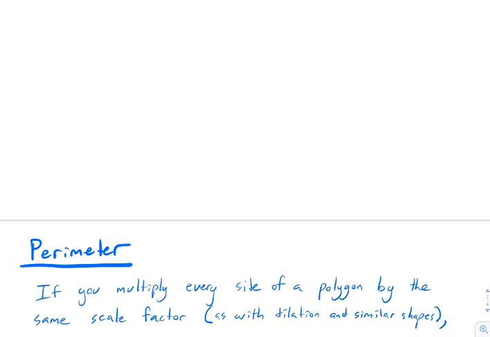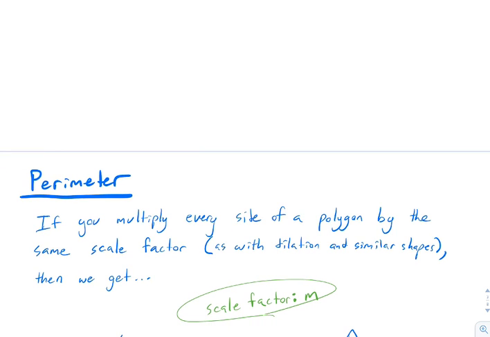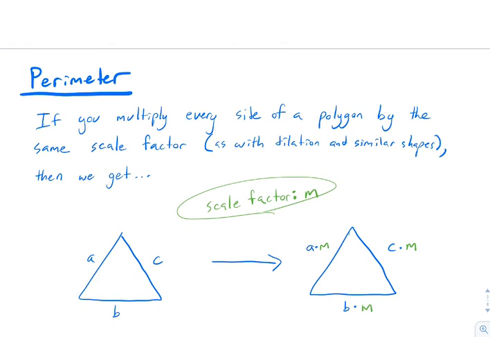And I'm specifically looking at any general triangle, okay? So if you multiply every single side of a polygon by the same scale factor, we get something like this. Okay, here's any triangle with sides A, B, and C. Those are any numbers that make up a valid triangle.